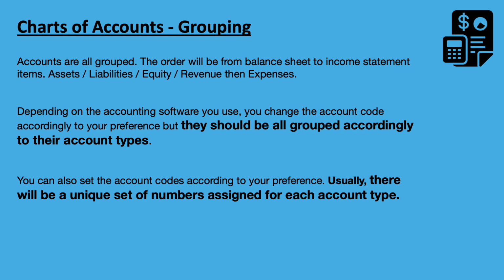We see that these accounts are all grouped. The order will usually be from balance sheet to income statement items. For example, assets, liabilities, equities, and then revenue, and then expenses. Depending on the accounting software you use, you can change the account code according to your preference, but they should all be grouped according to their account types. Usually, there will be a unique set of numbers assigned for each account type.